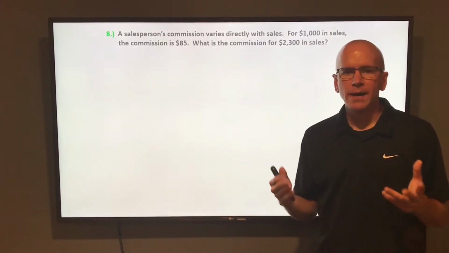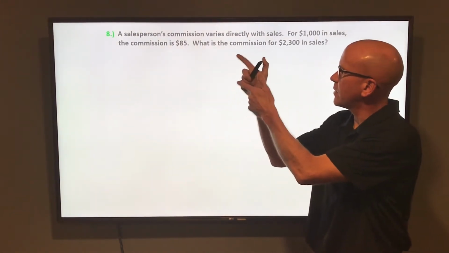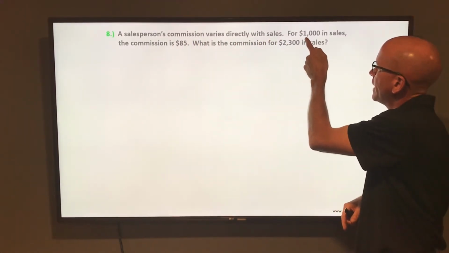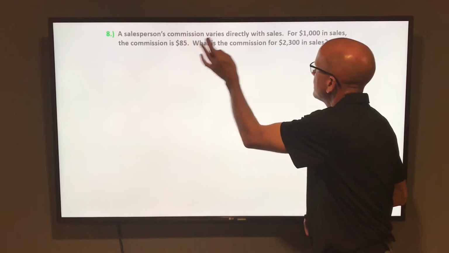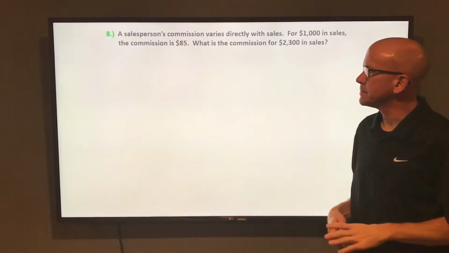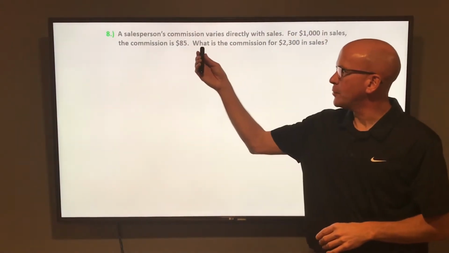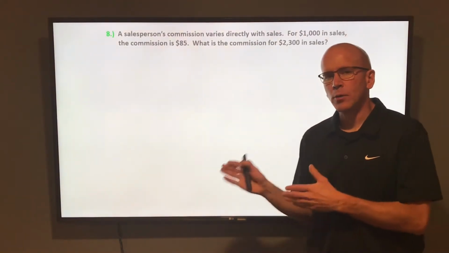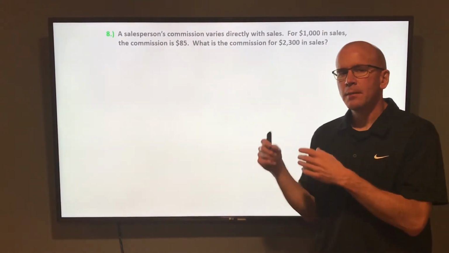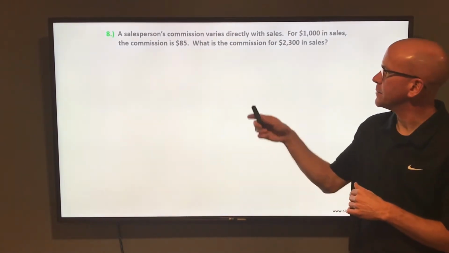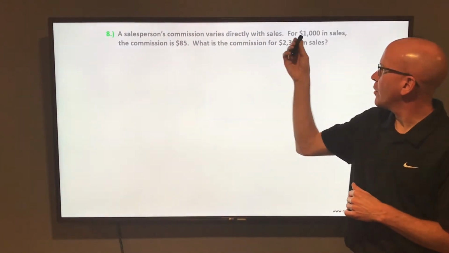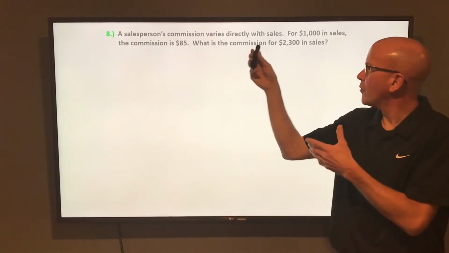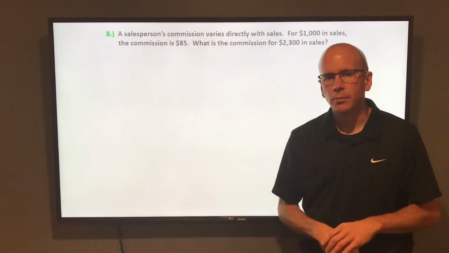Well, just like we've had y varies directly with x, the commission varies directly with sales. So think of that commission as y and the sales as x. If you divide 85, the commission, by the sales of 1,000, that's going to be equal to the commission you don't know divided by 2,300. Now, I'm going to do this one a little bit differently, but that's one way you could do it, is set up a proportion. Take 85 over 1,000, that's equal to, we'll say y or c over 2,300. And then you could cross multiply and divide.